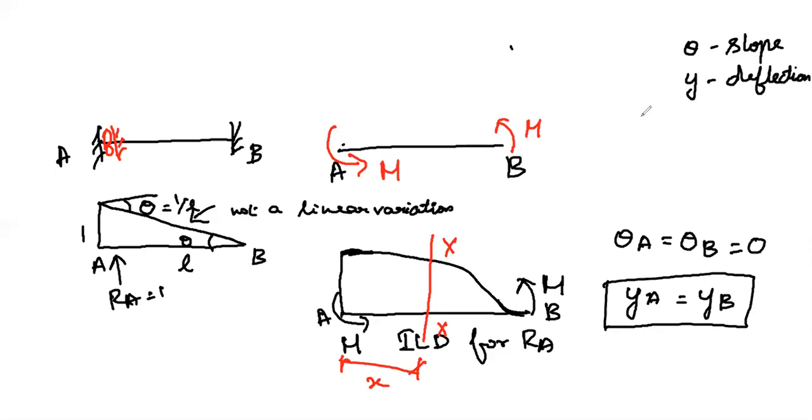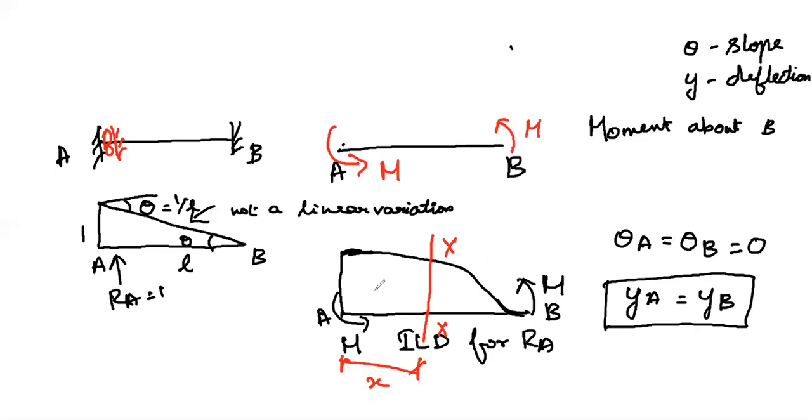Now I'm going to take moment about the point B. If I take moment about the point B, this will become 0 because we have applied one unit moment and made the slope 0. So obviously it reacts as a simply supported beam, so the moment at the point B will also become 0.